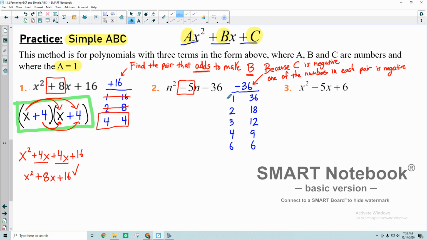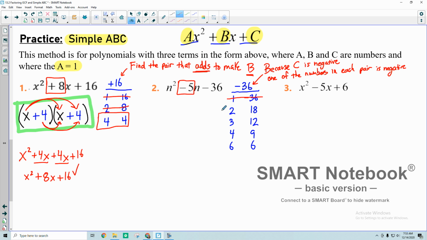So if we test out the first pair. So negative 1 and positive 36. Nope, that adds to make 35. That's not going to work. How about this, if I put a negative here? No, that's going to add to make negative 35. So this is not going to work at all to make negative 5.